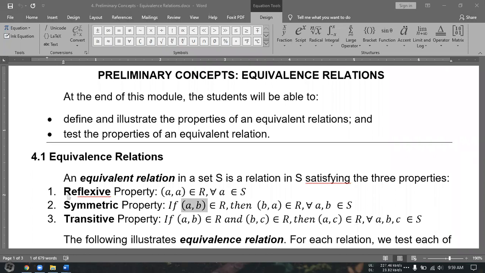Now, if one of these properties is not satisfied, we can say that the given relation is not equivalent. I repeat, if one of these properties is not satisfied, we can conclude later on that the relation is not equivalent. So let us have examples.